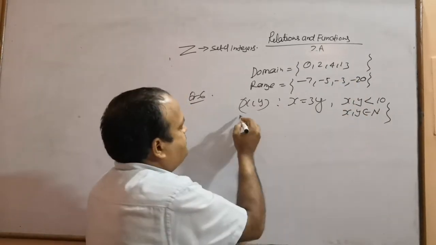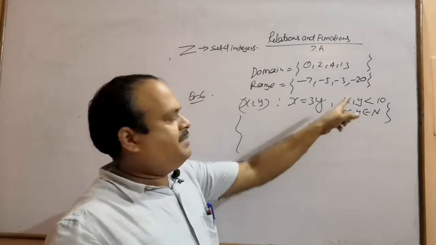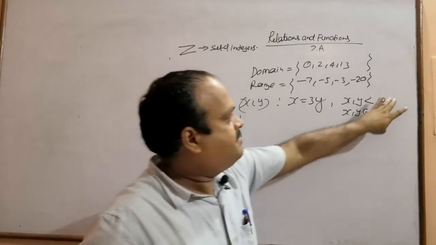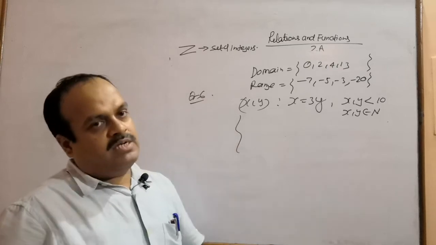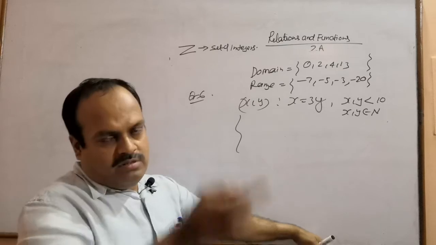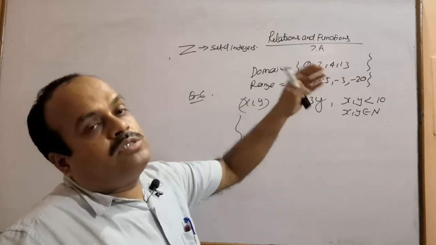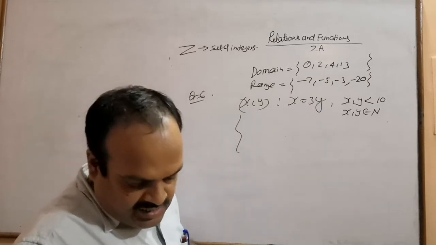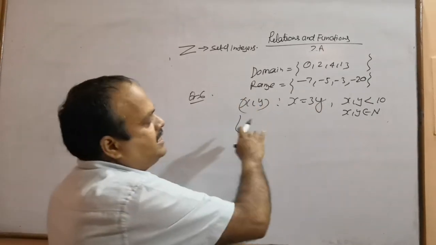Let's start. So this method is descriptive method. Since we don't use here a pair of curly bracket, therefore it is descriptive method. If we use pair of curly bracket, then it will be rule method or set builder form. So let us express this in tabular form.